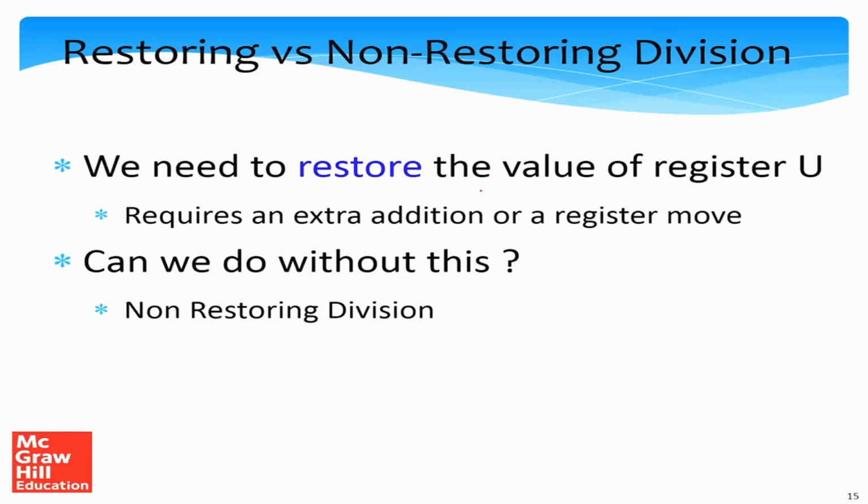So this requires either an extra addition, or another approach can be that we copy the register u to another temporary location. We will then do a subtraction and then move the values back in. In any case, it's some amount of work. So can we just avoid this? To avoid this, we do something called non-restoring division.